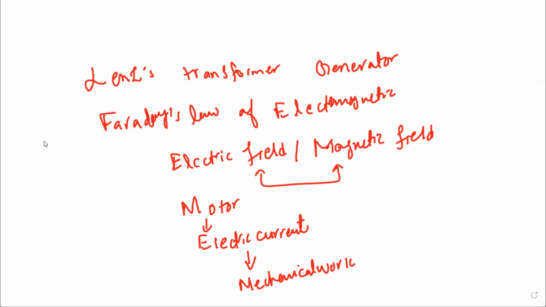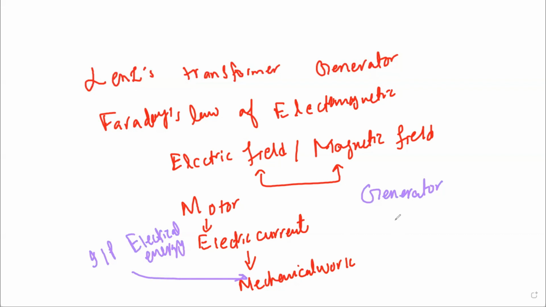Whereas when it comes to generators, we do the opposite. In a motor, the input is electric energy and the output is mechanical energy. In a generator, the input is mechanical work and the output is EMF.